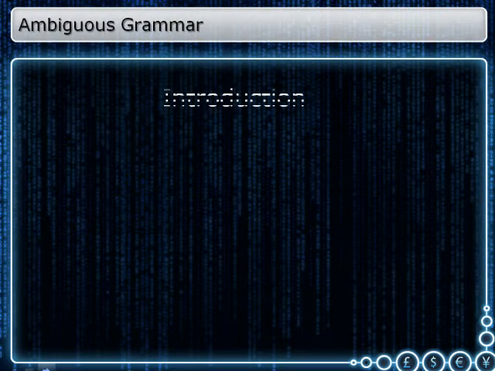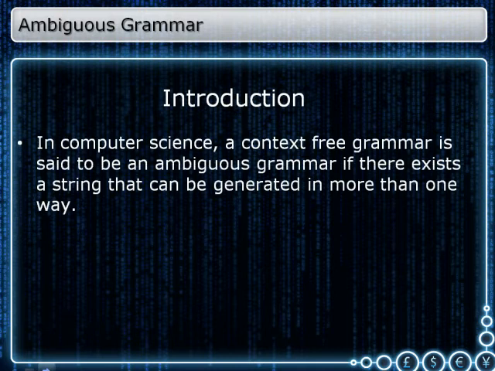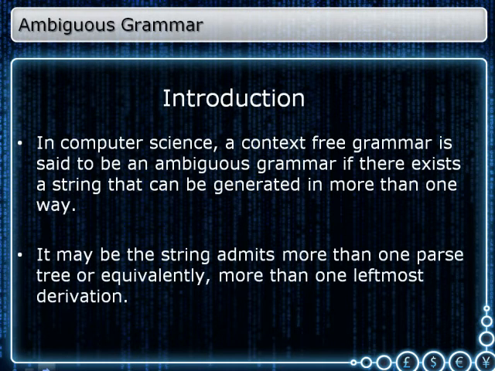Ambiguity is a very important point in a language. In computer science, a context-free grammar is said to be an ambiguous grammar if there exists a string that can be generated in more than one way. We can track this using parse trees or using derivations. If there are two or more parse trees or derivations, that grammar is considered ambiguous.